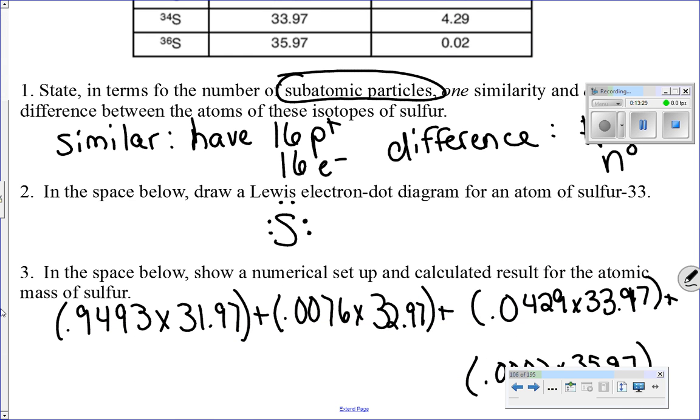This is the dot structure, the dot diagram for your atom. So you have 6 valence electrons. This 33 right here is distractor information. It's just telling you the mass. You don't need to know that for the Lewis dot structure.